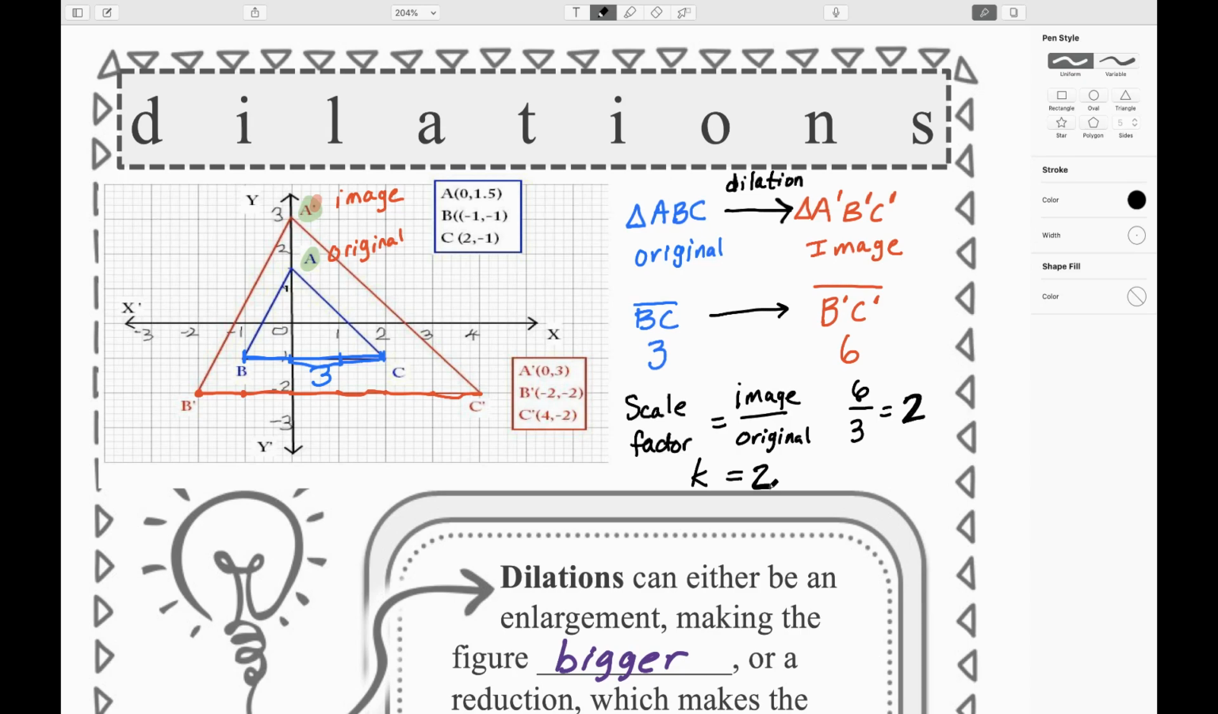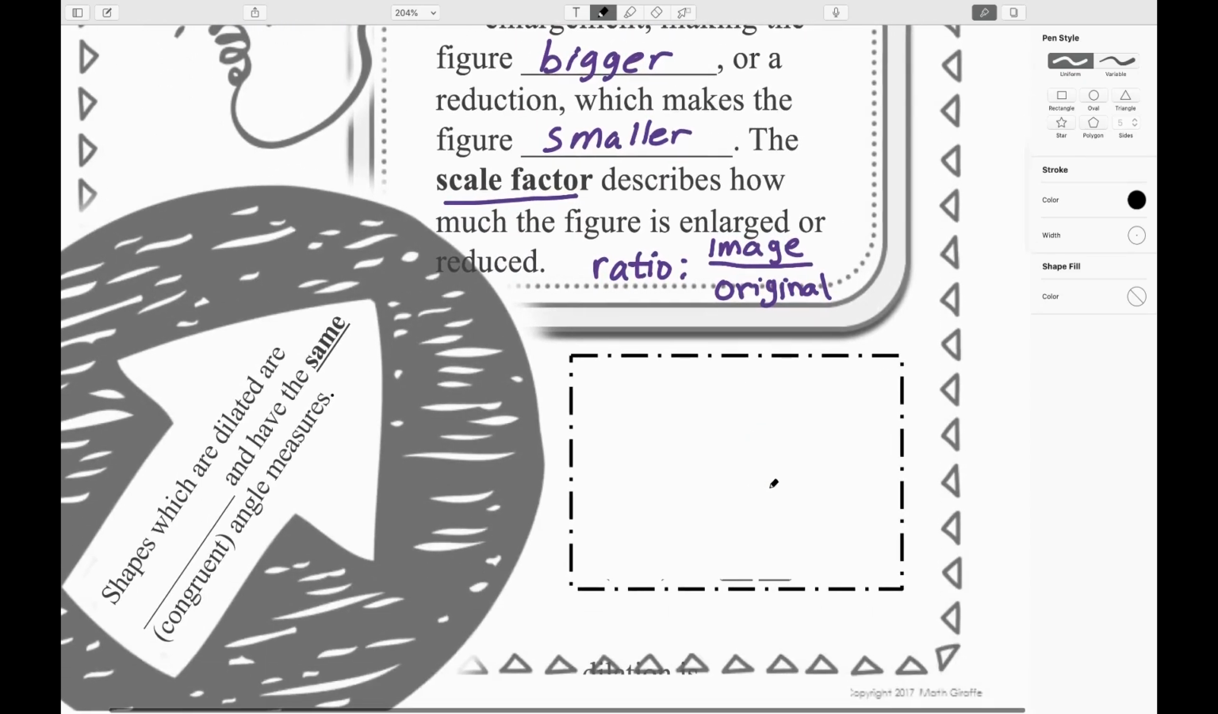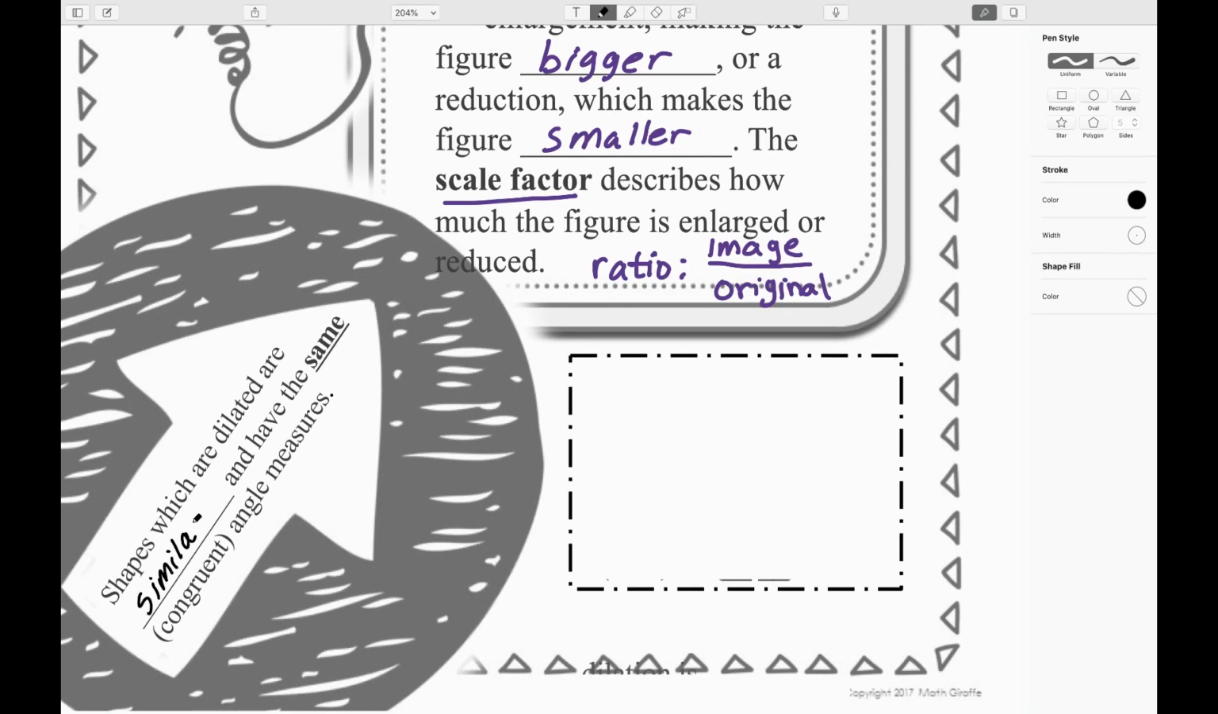All right, so we go down here now. Shapes which are dilated are similar. That is a big deal. Okay, they are the same shape. They are not the same size. Their angles are congruent. Their sides are proportional. So that's kind of a big deal, and you'll see that. That will be the answer in a lot of questions. All right, I want to talk about that scale factor. Okay, so that scale factor is kind of a big deal. So scale factor, we already talked about what that is.